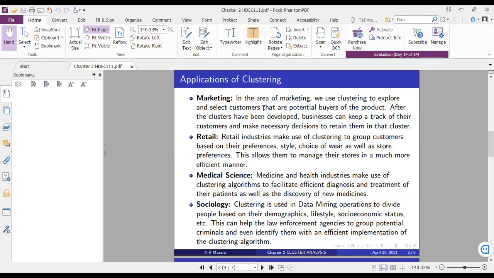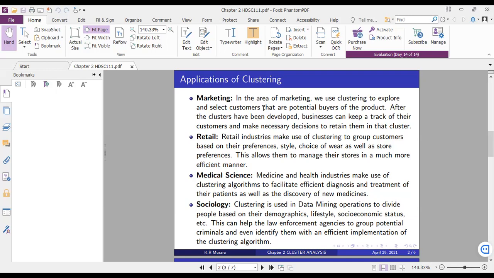Then we look at retail. The retail industry makes use of clustering to group customers based on their preferences, style, choice of wear, as well as store preferences. This allows them to manage their stores in a more efficient manner. I'm sure you've gone into supermarkets and you realize how they arrange their products. You definitely see sugar on your left, the next might be tea bags or coffee. Those are food types that have been grouped together.